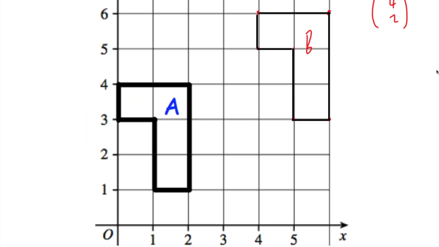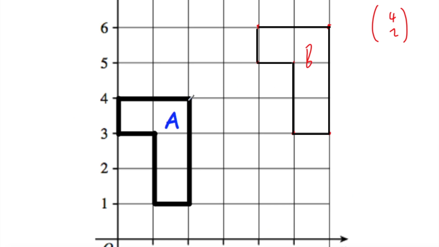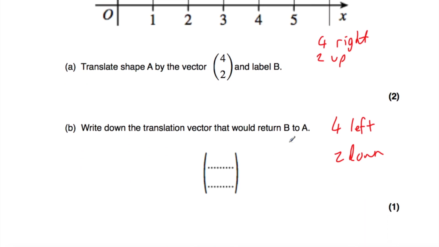Let's just check that. To get from here to here, we go 4 to the right, 1, 2, 3, 4, and 2 up, 1, 2. So to go back, we're going to go 4 to the left and 2 down. So 1, 2, 3, 4, and 2 down, 1, 2. That means 4 left, which would be -4, and 2 down would be -2. If you notice here, we've just changed the signs. It was (4, 2), and now we've got (-4, -2).